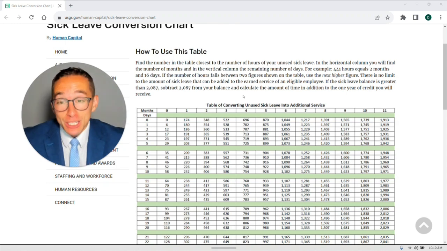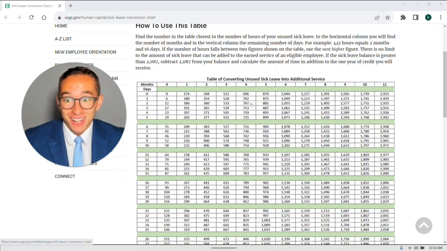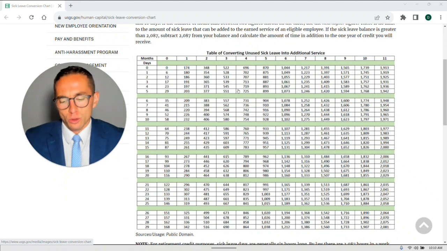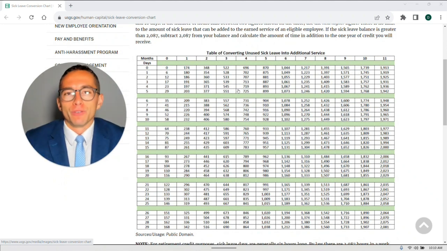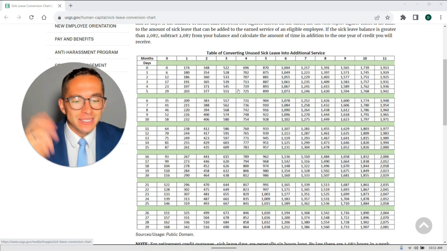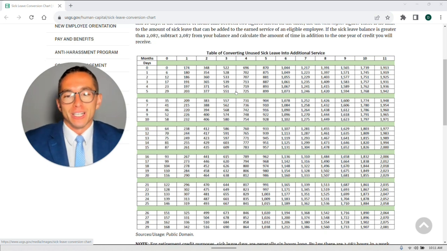Now, the easiest way to do this is to pull up a chart like this. If you just Google sick leave conversion chart, this is going to be one of the top hits. This is just USGS.gov. There's lots of other charts, but this one is a simple one, and it is usually the first one to pull up on Google. So this is the one I'm going to share.